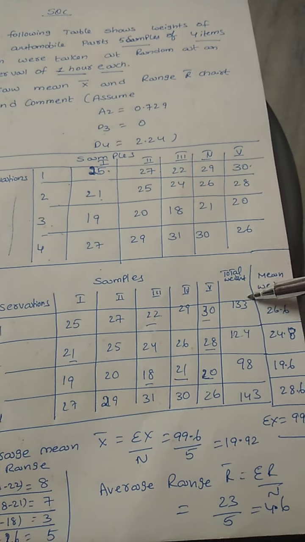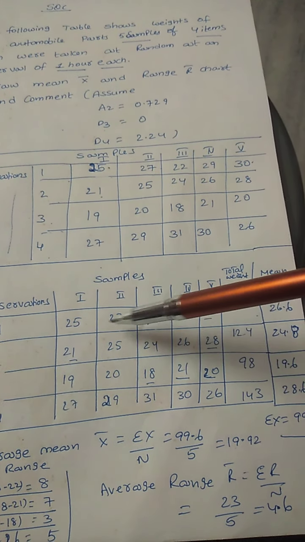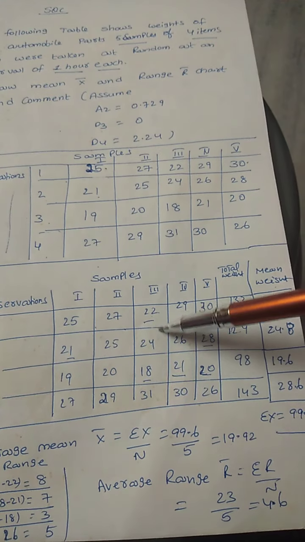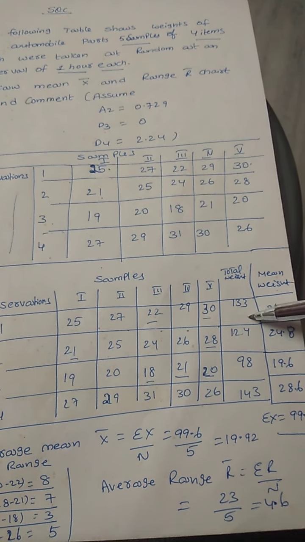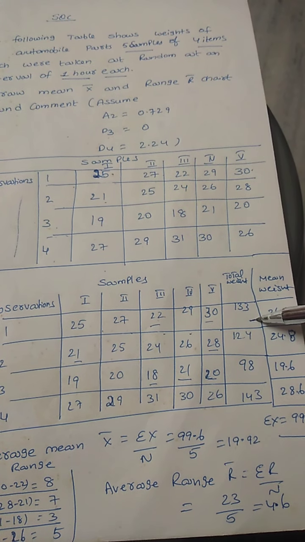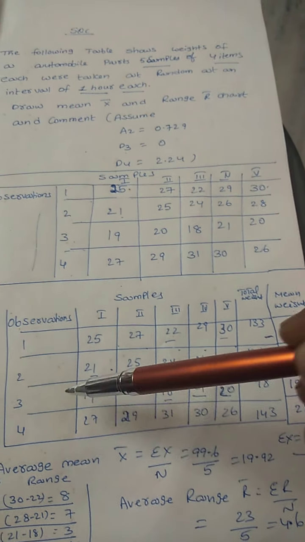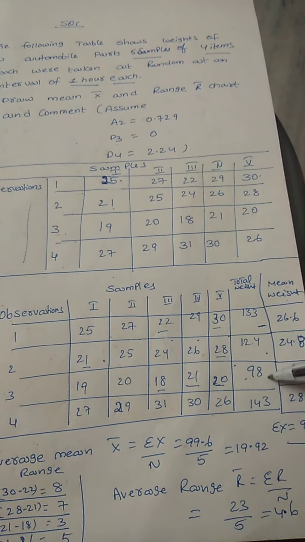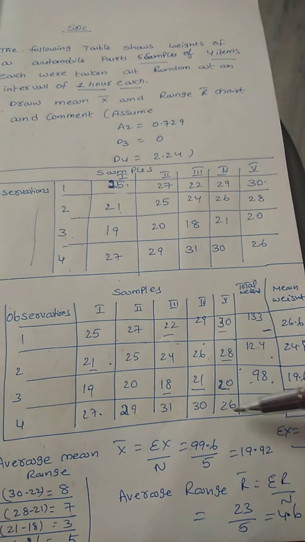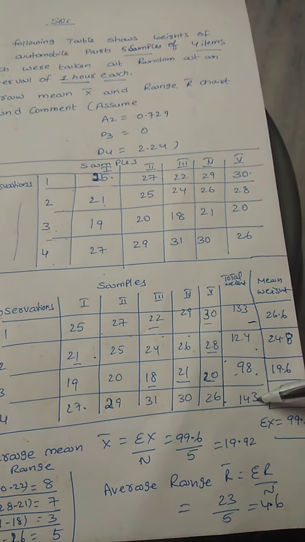First of all, you should find the total weight. How can you find the total weight? 25 plus 27 plus 22 plus 29 plus 30. The total is 133 in the first observation. Second observation, all 5 samples total value is 124. Third observation, all 5 samples value is 98. Fourth observation, all 5 values, that is 143.